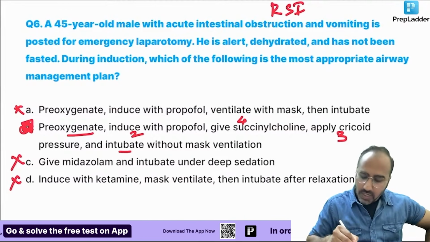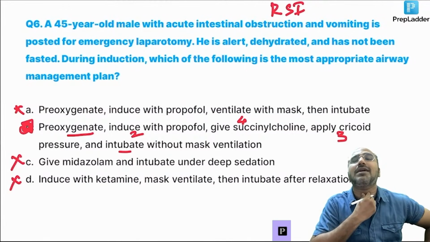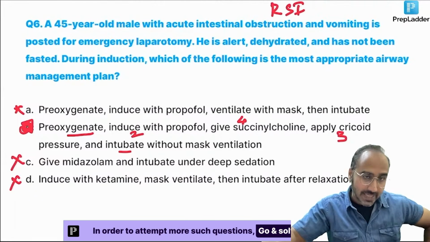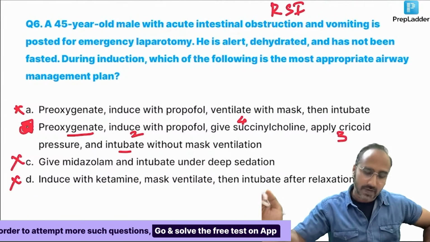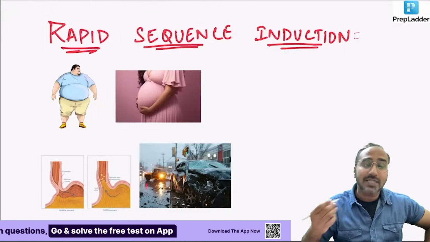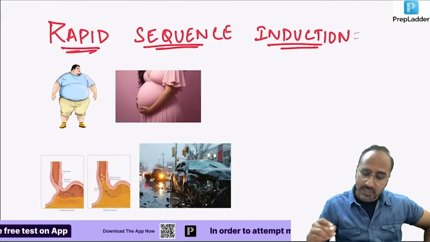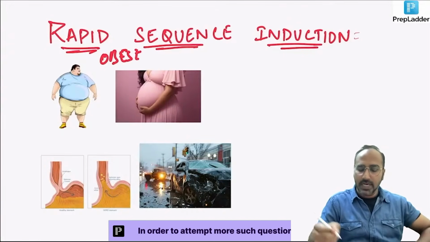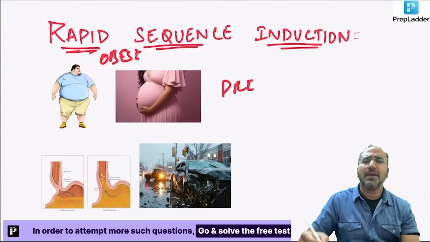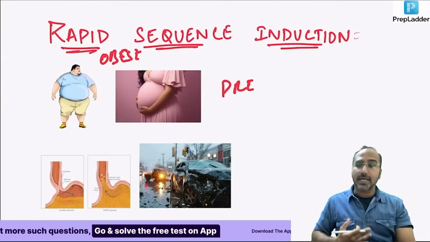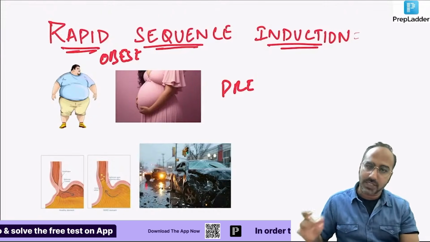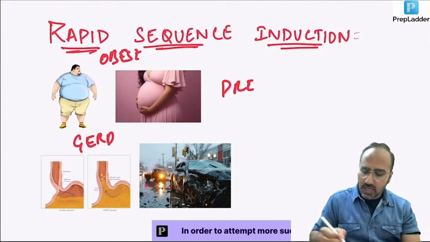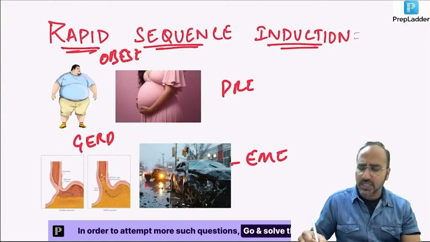So cricoid pressure, putting pressure on the cricoid cartilage. Why do you put pressure on the cricoid cartilage, or what is it called? It is called Sellick's maneuver. It will close the esophagus. Okay, so who are the patients who are at risk of aspiration? Patients who are obese, pregnant ladies, basically a person who has high intragastric pressure will be at risk of aspiration. Obese patients, pregnant ladies, GERD or hiatus hernia, or in case of any emergencies, they are at risk of aspiration.